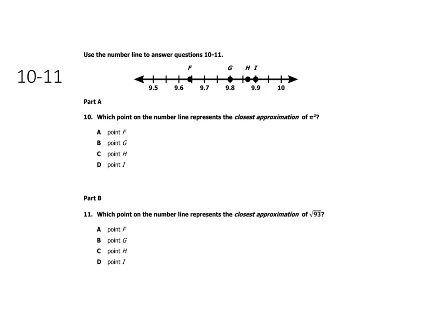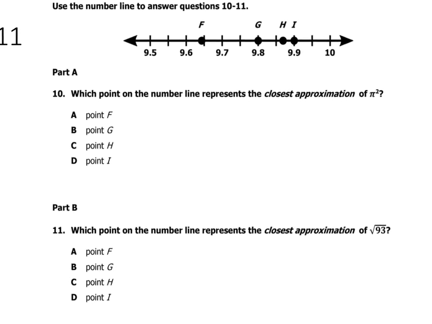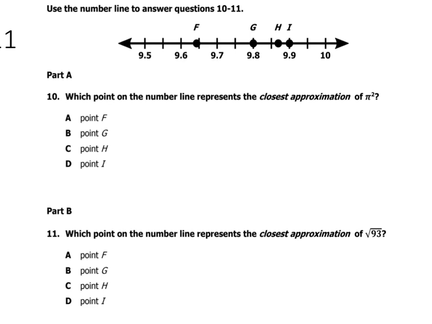10 and 11. On 10, part A, if you will enlarge your screen enough so that you can see in between the decimals, because this is a very specific decimal that's going from 9.5 all the way to 10, and it's 9.5, then a space, then 9.6, and so on.